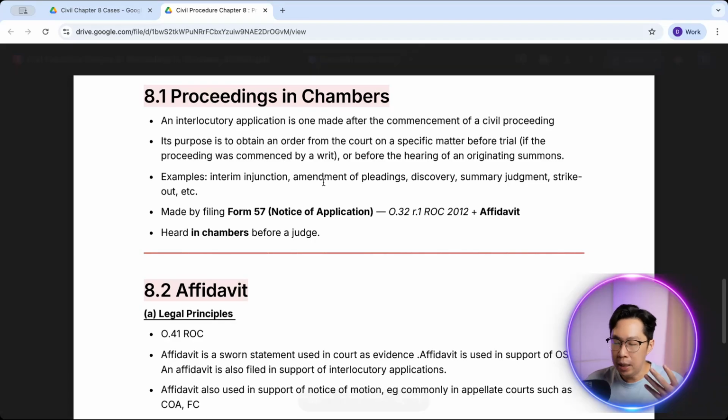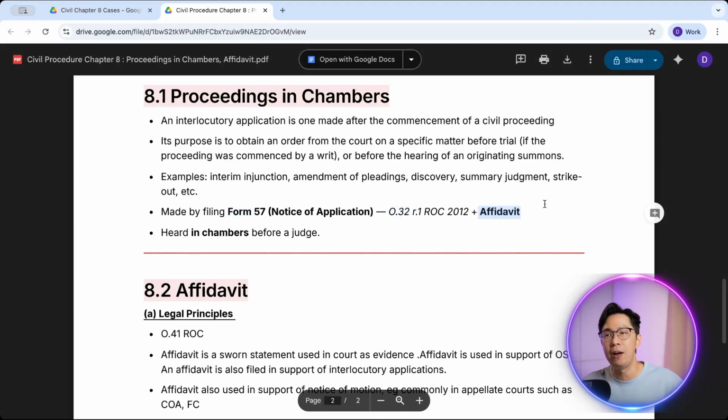So your particular order is Order 32 and you use Form 57, which is a notice of application, supported by affidavit, heard in chambers before a judge. That's it. Okay, it's just background knowledge for you.